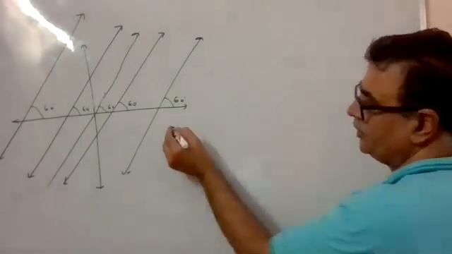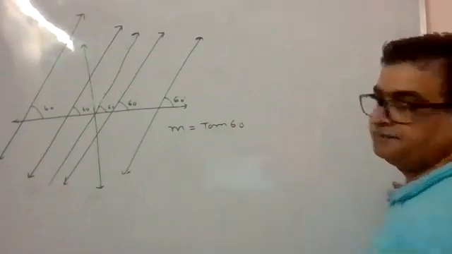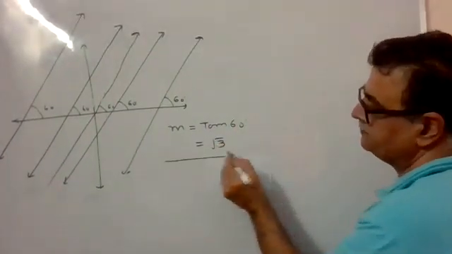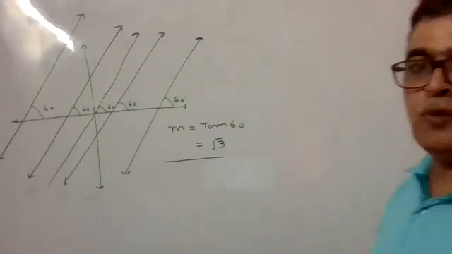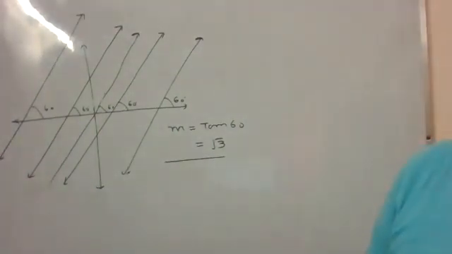And in that case, what does slope come out to be? Slope come out to be tan 60. And tan 60 is what? It's root 3. So slope comes out to be root 3 here. Second question, please.